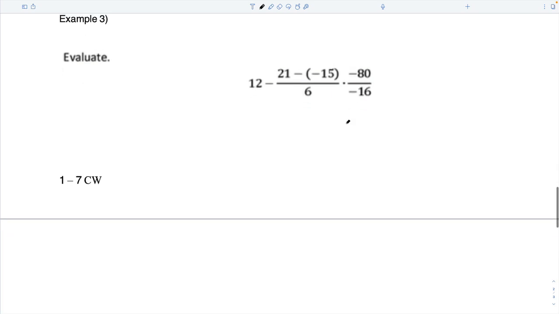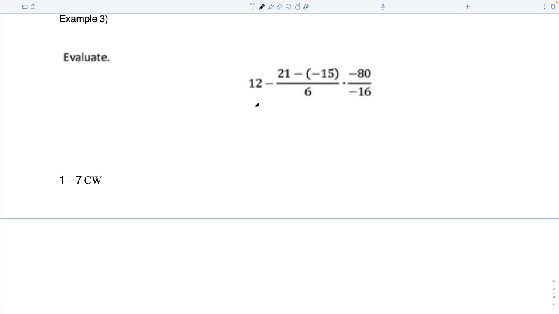Number 3 looks even more daunting because there are 3 separate things happening. It's not just one giant division bar. I'm going to look at that and look at my groups and try to simplify as much as I can. What is the first thing I can simplify on the top here? Jonah?